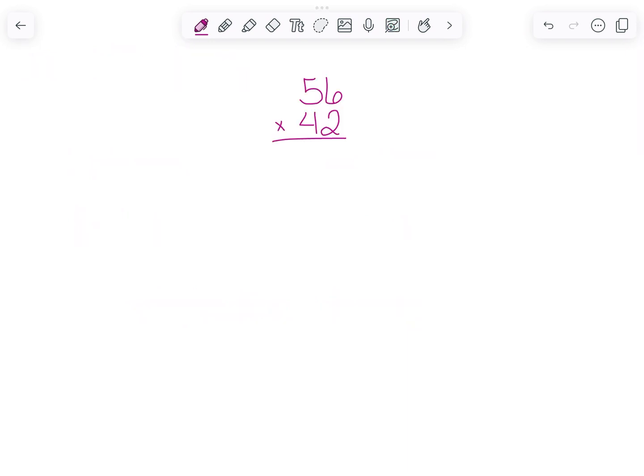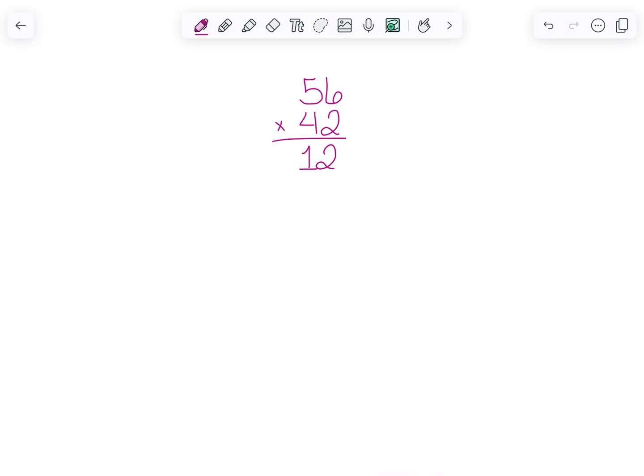Let's now look at how to multiply larger numbers. And I'm going to start with what's known as the partial products algorithm. In this algorithm, we're going to multiply each place value of one number by each place value of the second number and add the results. So we'll start with the 6 and the 2. 6 times 2 is 12. So we write down the number 12.